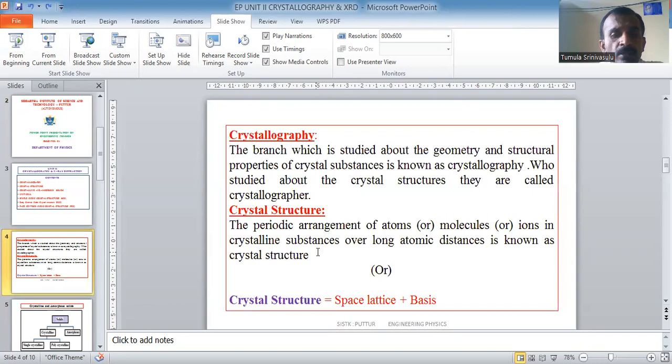So here, crystal structure. The periodic arrangement of atoms or molecules or ions in crystalline substances along an atomic distance is known as crystal structure. That means a crystal is the composition of atoms, molecules, ions. So how these constituents in the crystal are arranged is called crystal structure. Simply, crystal structure is defined as the combination of space lattice and basis.